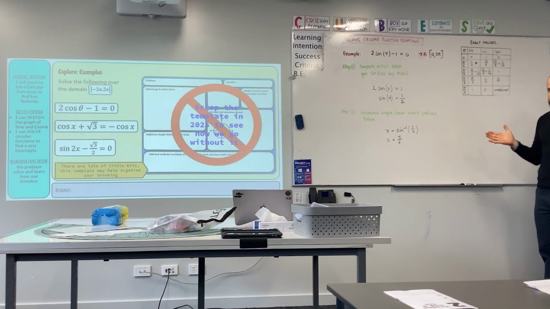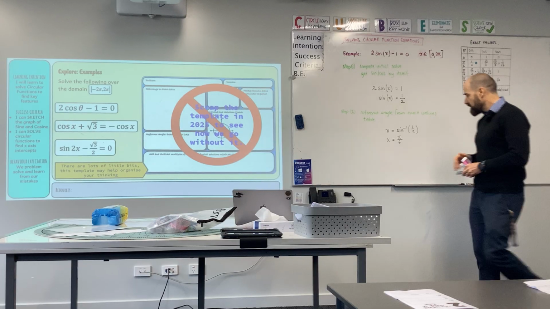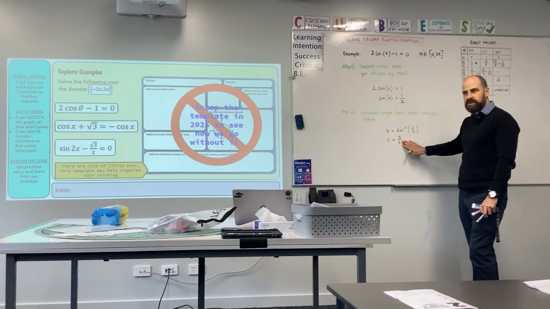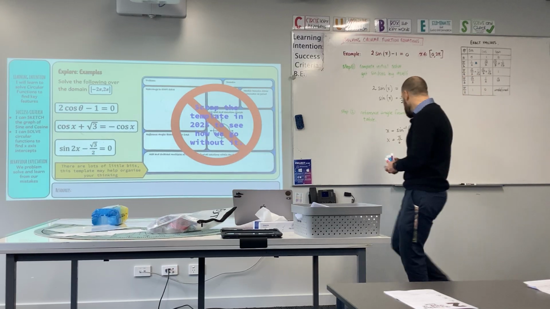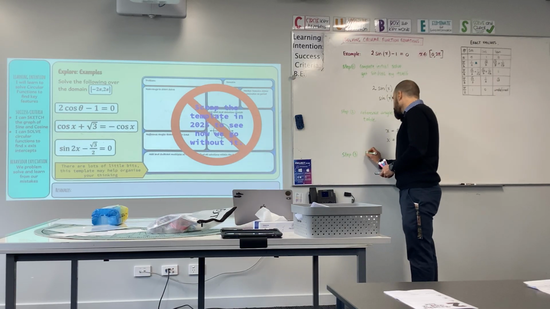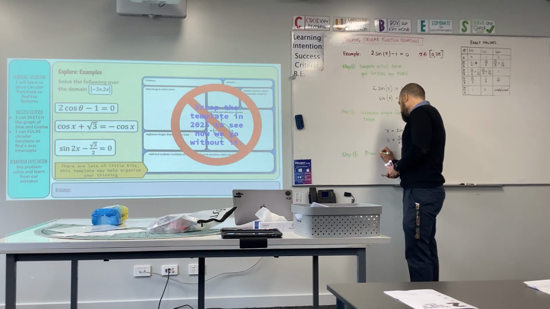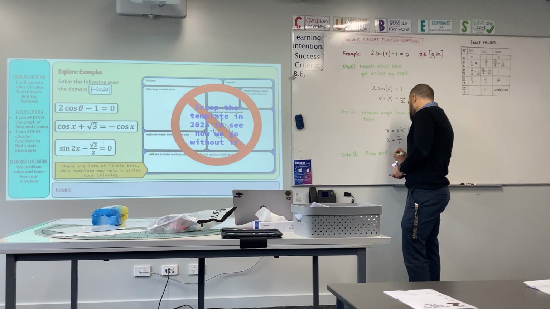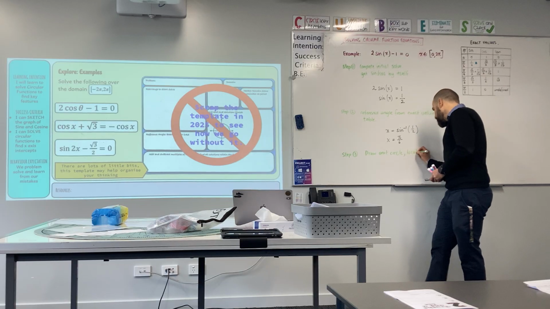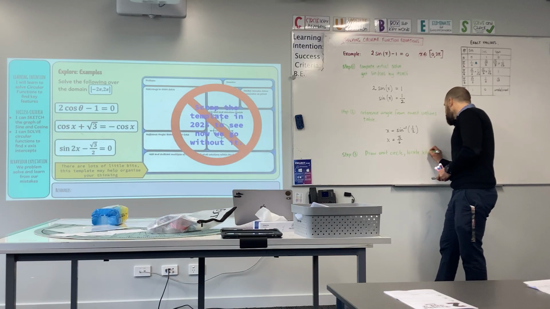All right, step 1, step 2 covered. This won't always be one of your solutions. I'll talk more about that when I do a different example. Step 3. We're going to draw the unit circle and locate the solutions.